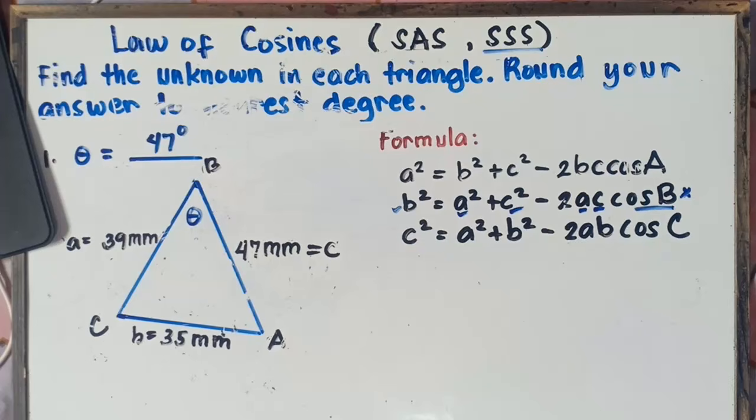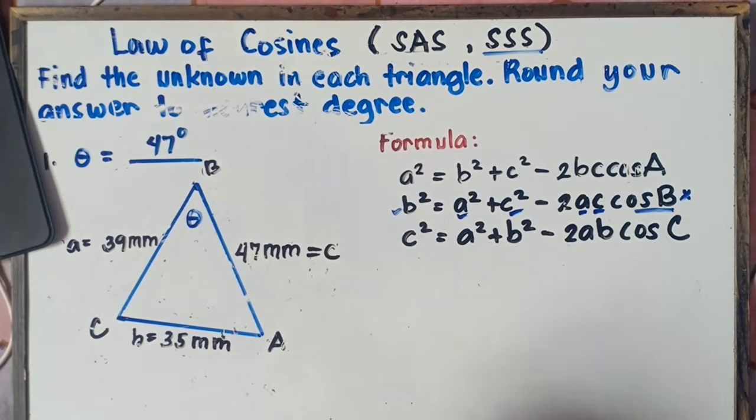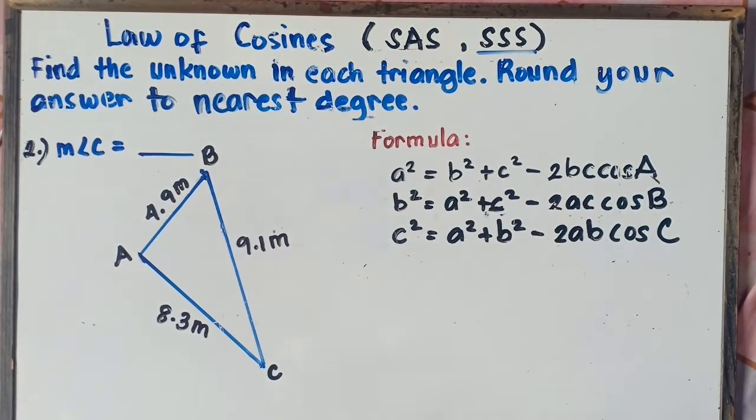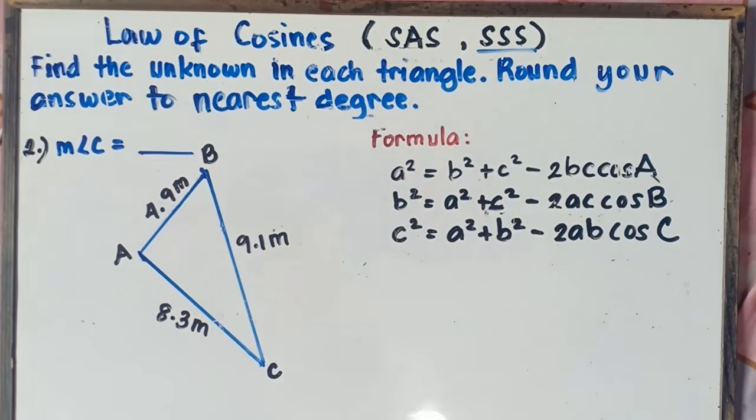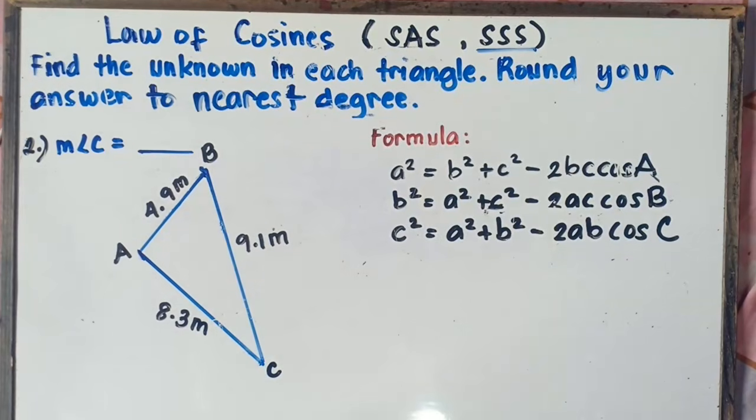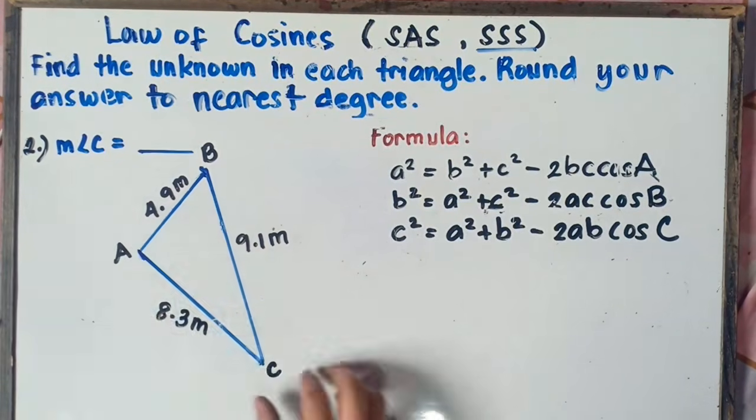I will give you 2 examples, class, and then you will have your activity later on. So let's have example number 2. We're told to find the measure of angle C, and then we have given triangle ABC.